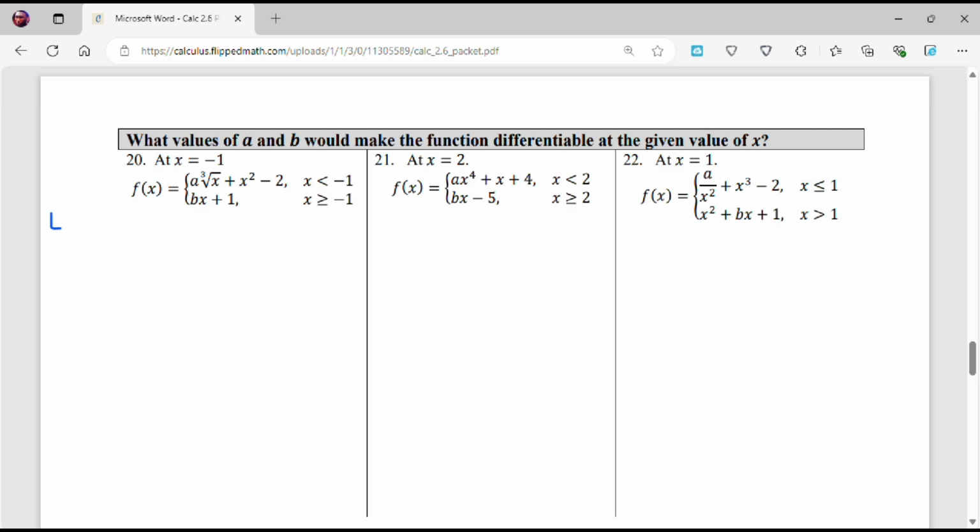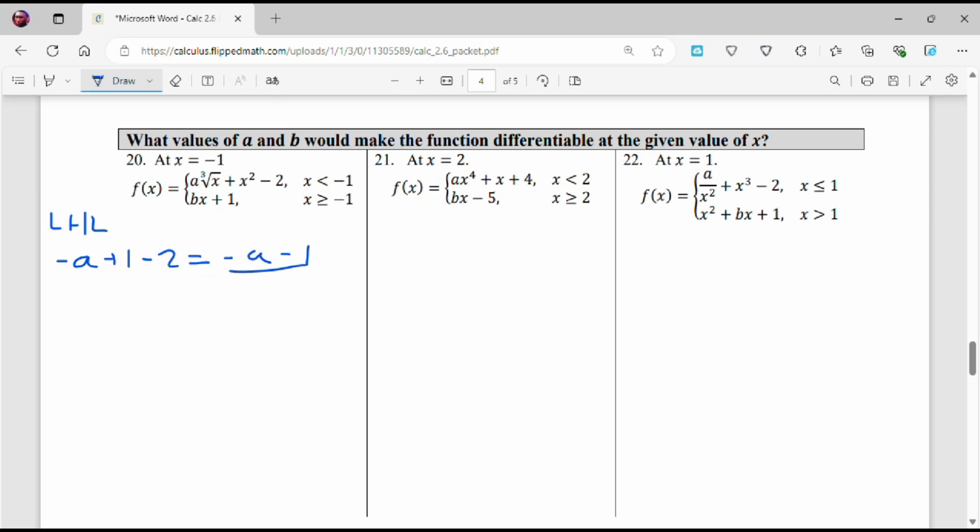So left-hand limit, we're going to plug in -1. Okay. Cube root of -1 is -1. So -1 times a plus x squared. -1 squared is +1. So +1 and then -2. That's going to be -a minus 1. I should erase that.